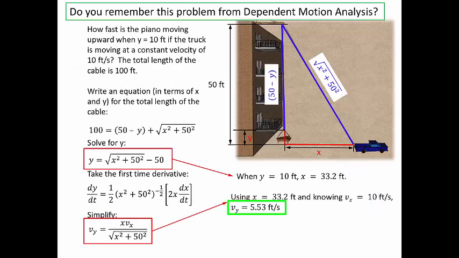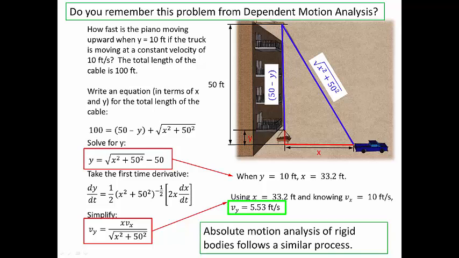Do you remember this problem from dependent motion analysis? When we solved this using dependent motion analysis, we first started by writing an equation in terms of x and y for the total length of the cable, like we have shown here. Once we have our equation, we took the first time derivative to find our velocity relationships.